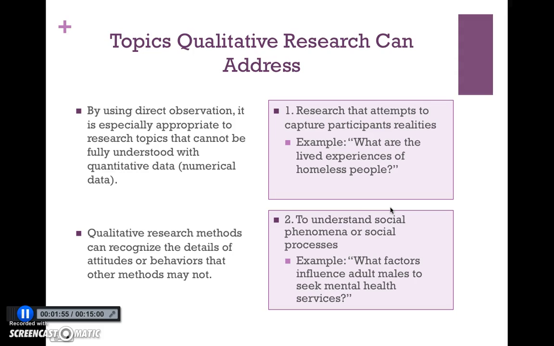Number 2, qualitative research methods can be appropriate to understand social phenomena or social processes. This method can help to answer questions such as, how does the media influence adolescent girls' self-perception? Or, what factors influence adult males to seek mental health services? The types of questions that qualitative research can address focus on the how, why, or what of social phenomena.